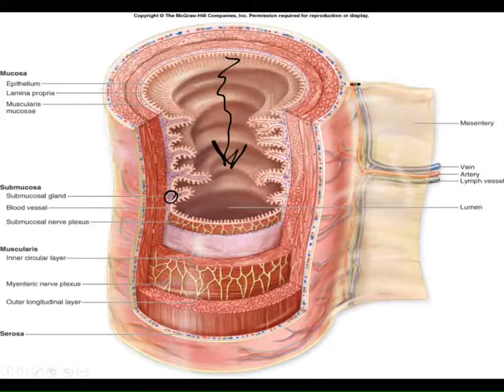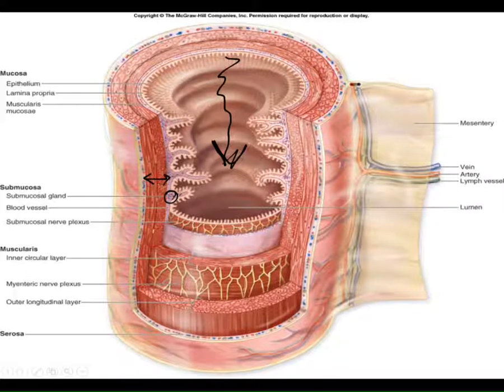Then we see a double layer of muscle. Right? There's two layers of muscle. One layer is longitudinal, that is, it's going along the long axis of the intestine. The other layer is circular. Those two layers are working together to do that peristaltic rhythmic dance, pushing food through the gut.